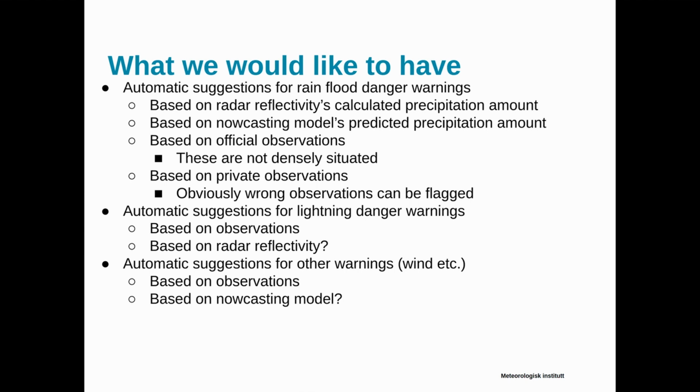And also for lightning, automatic suggestions for lightning danger warnings based on observations, but they could also be based on radar reflectivity, if this test phase radar product turns out to be a good forecast for lightning strikes. And also for other warnings, we could use observations to suggest warnings, but these could also maybe be based on the Nowcasting model.